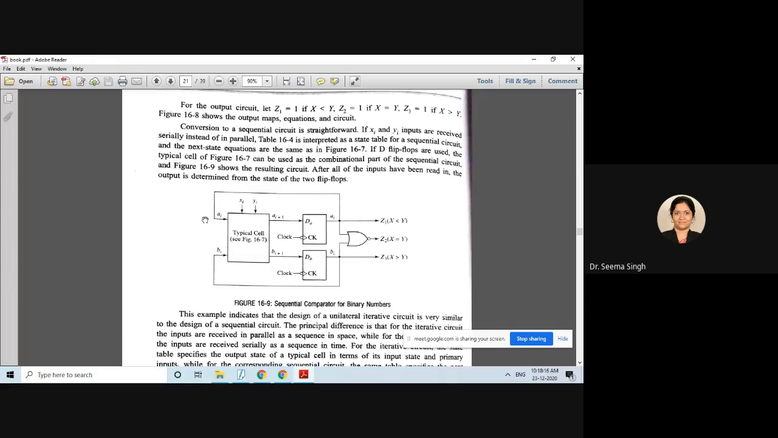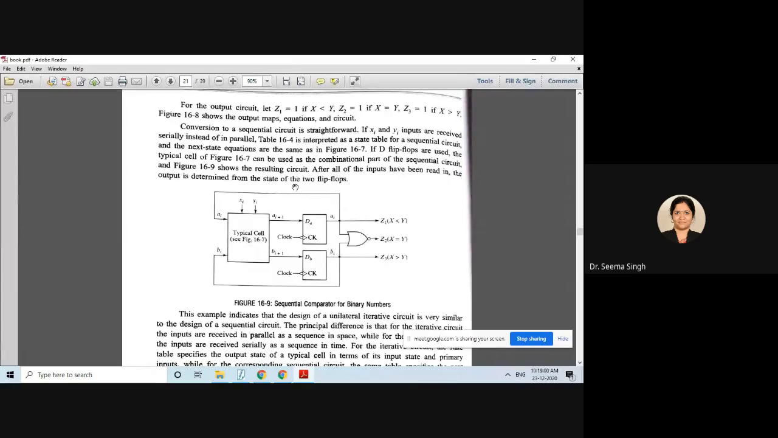What is happening now? Your previous state comes like this, compares your ith bit, it goes to D flip-flop because it gives you one cycle delay. Present cycle it will be here, after next cycle it will go here. And the same typical cell will be used n number of times for n-bit comparator. So this is your sequential comparator of binary number, and in any iterative circuit, we never do n number of times connection. We use typical such thing at 1 and we use this cell n number of times.